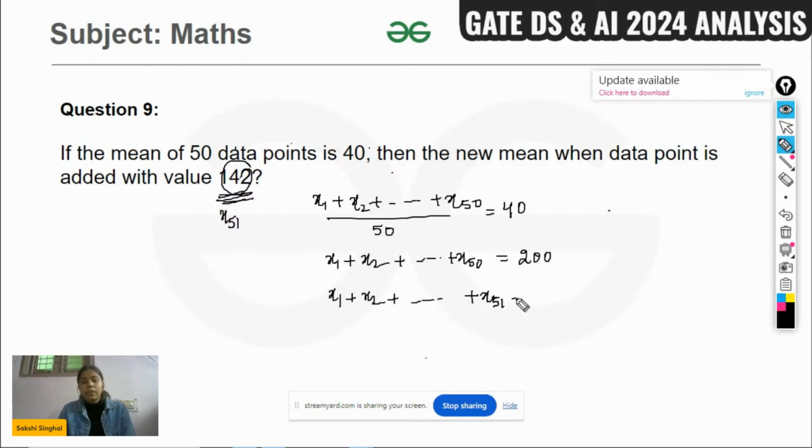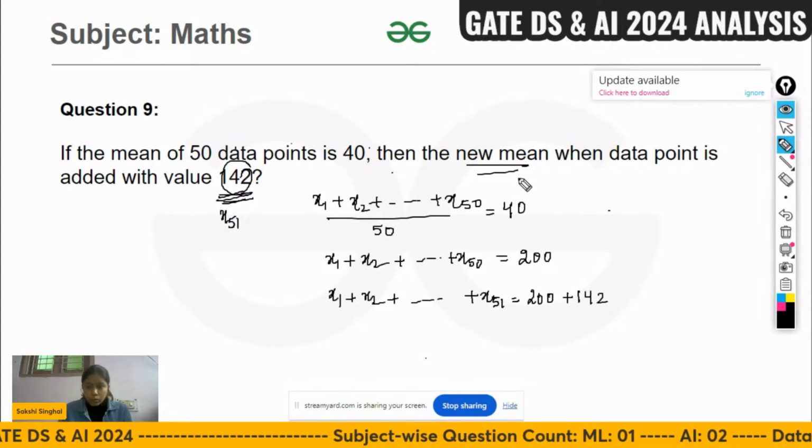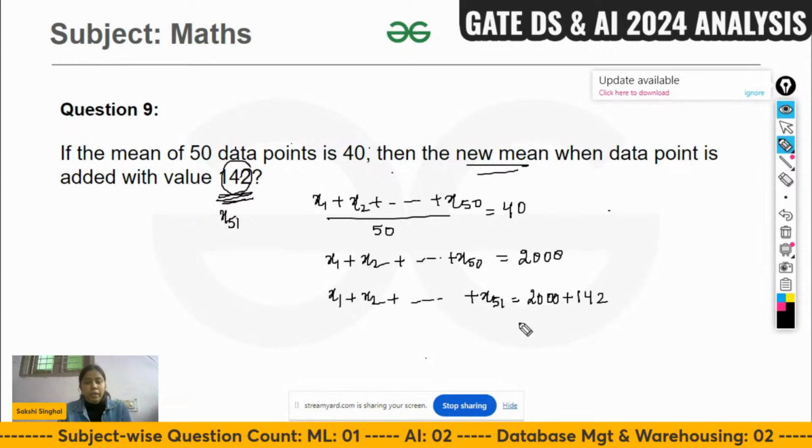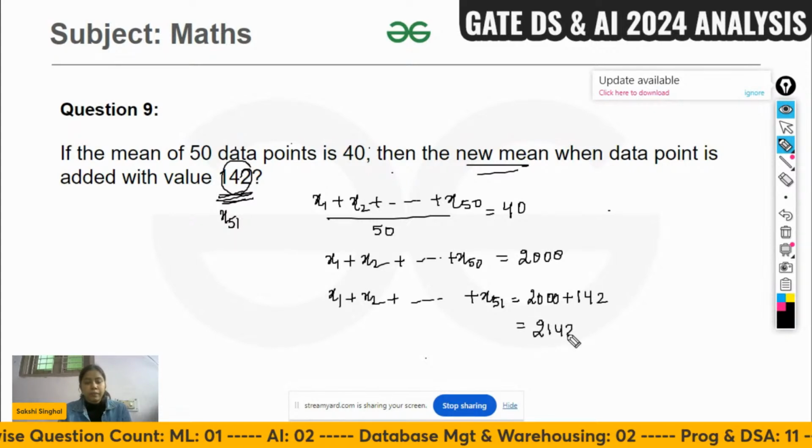And guys, this question was NAT type, right? If the options are not given to you, I know that most of the students write down 342. No, but they asked me what would be the new mean. Oh, sorry, that is 2000. Sorry, guys, that is 2000. So now it would become 2142.